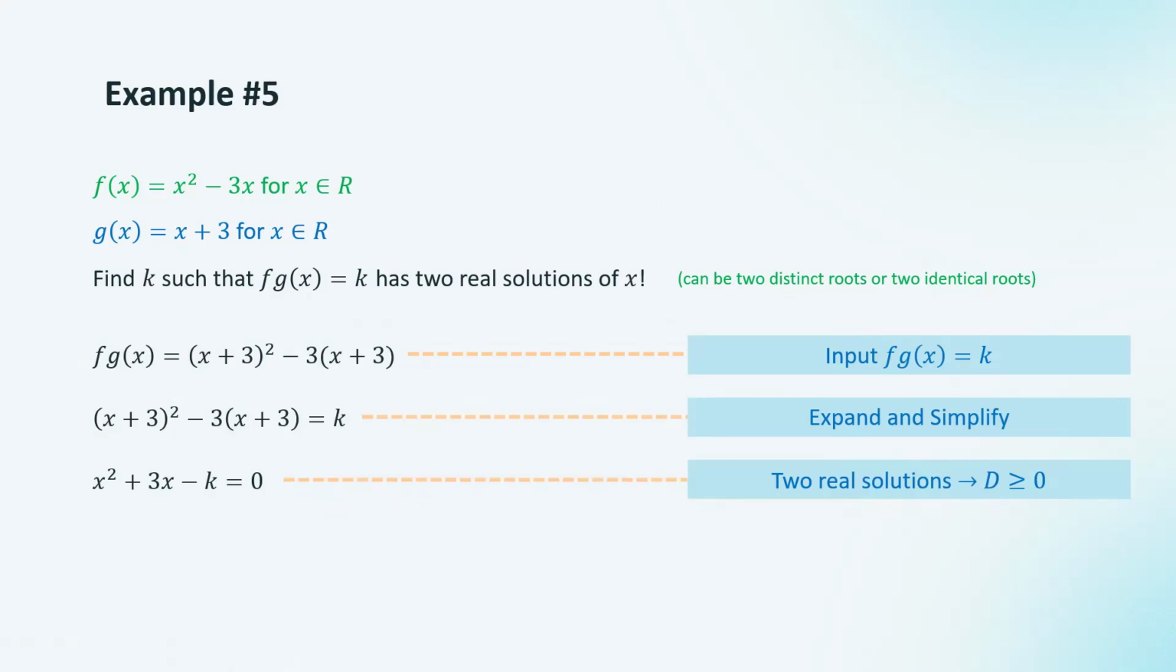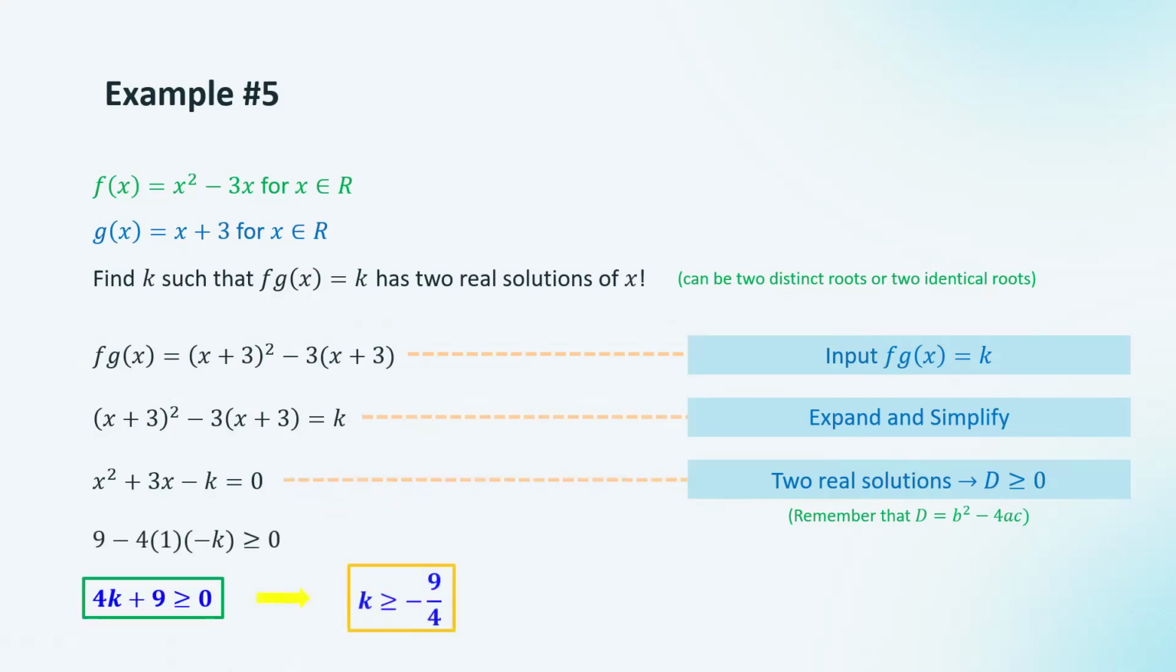And remember that discriminant is b squared minus 4ac. So we just have to input the a, b, c values, and we get ourselves a nice linear inequality. So we get k is bigger than or equal to negative 9 over 4.